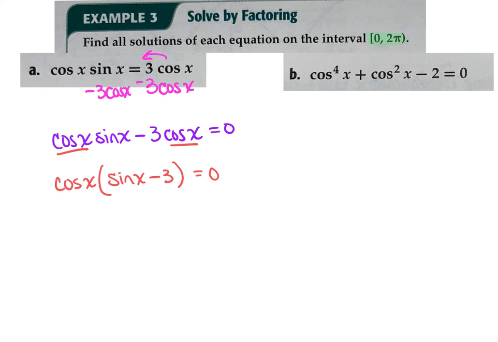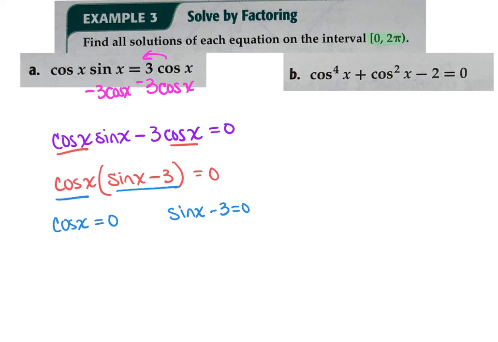So just like in the other thing, I can set each piece equal to that 0 and solve them individually. So I can take this first piece, cosine of x, that factor, and set it equal to 0. And I can set this factor equal to 0. And then I can solve them individually.